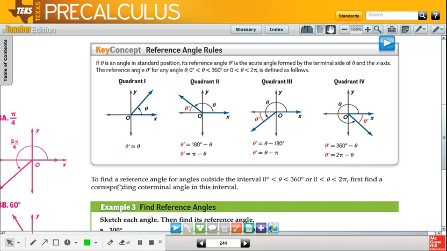Here's a little note. To find a reference angle for angles outside the interval of 0 less than angle theta less than 360 degrees, or 0 less than angle theta less than 2 pi, meaning if you have an angle that's more than 360 degrees or more than 2 pi, it says first find a corresponding coterminal angle in this interval. So basically, you're just going to go past the 360 degrees and then use what's remaining in order to draw your angle and then find the reference angle.